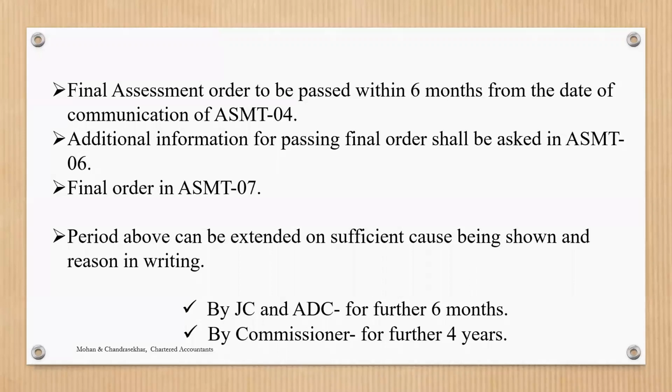This 6 months from the date of ASMT 04, within which the final order has to be passed, can be extended by a joint commissioner or additional commissioner by a further 6 months. So 6 months is already the proper officer's time. The joint commissioner can extend it by another 6 months, and the commissioner can extend it by another 4 years. So basically 5 years time is there to pass a final order.